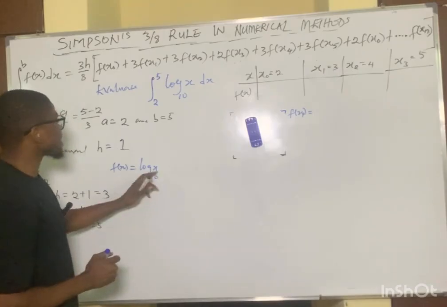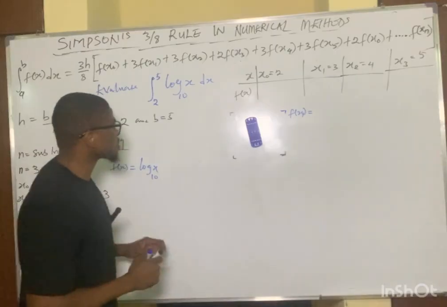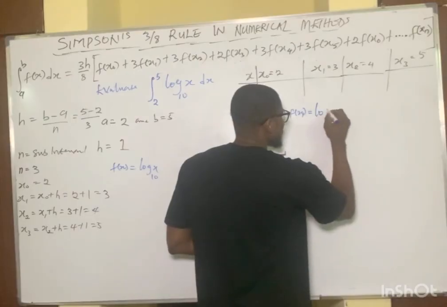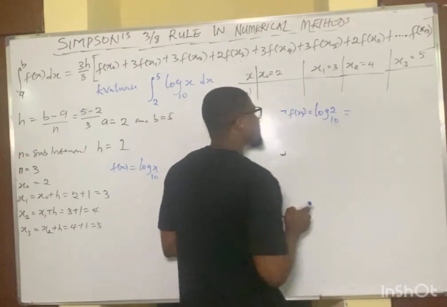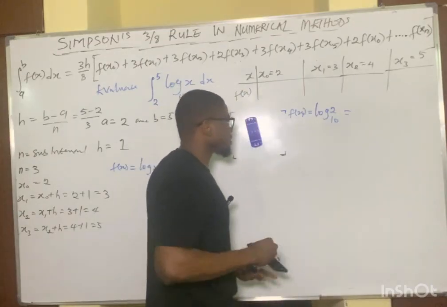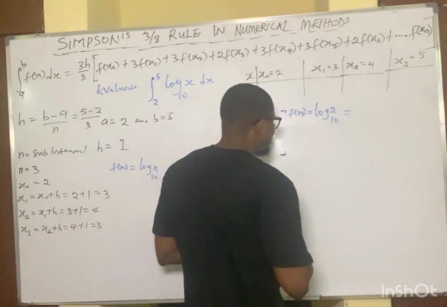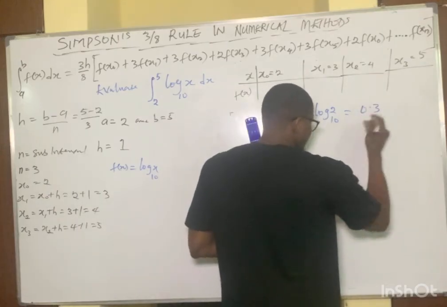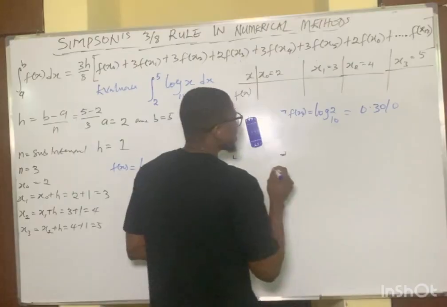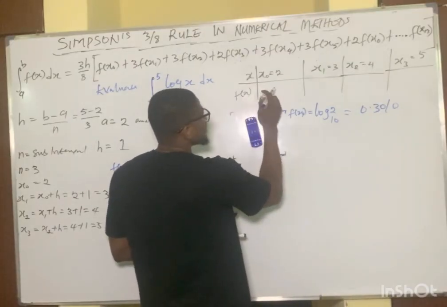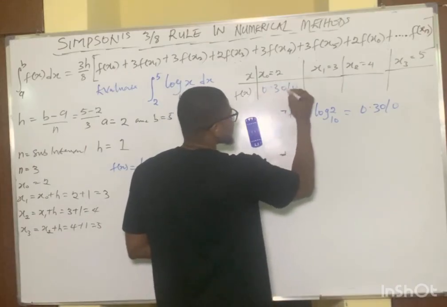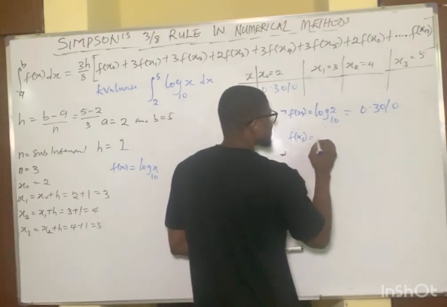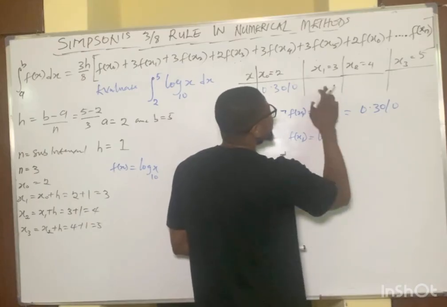Okay, so x now becomes x0. Wherever you see x in this equation, simply plug in the value of x0. x0 itself is 2, so that gives us log 2 to base 10. So let's simply find log 2 to base 10. That gives us 0.3010. So our first function is 0.3010.